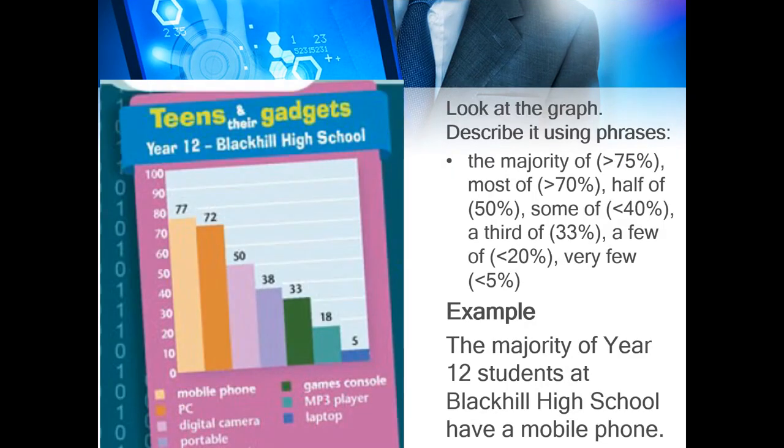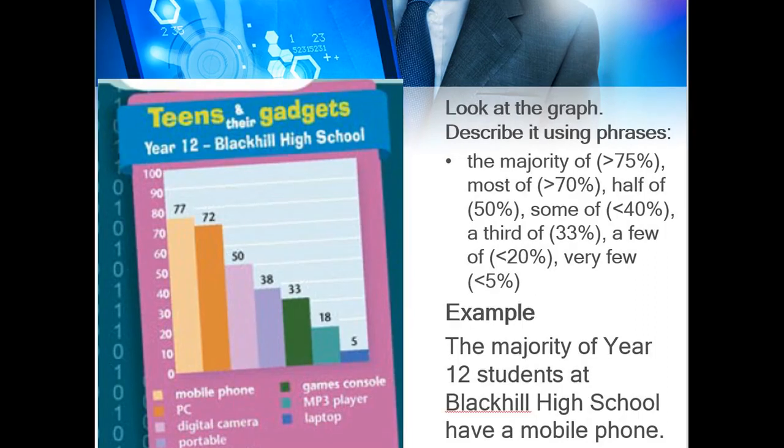Now I want you to look at this graph. Your task is to describe it using phrases the majority of, most of, half of, some of, a third of, a few of, very few. The example is given to you. You can find this graph in our books Excel 9 at page 104.